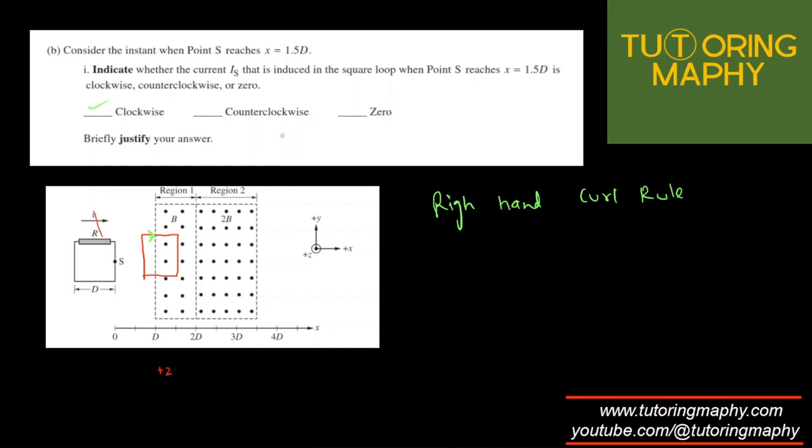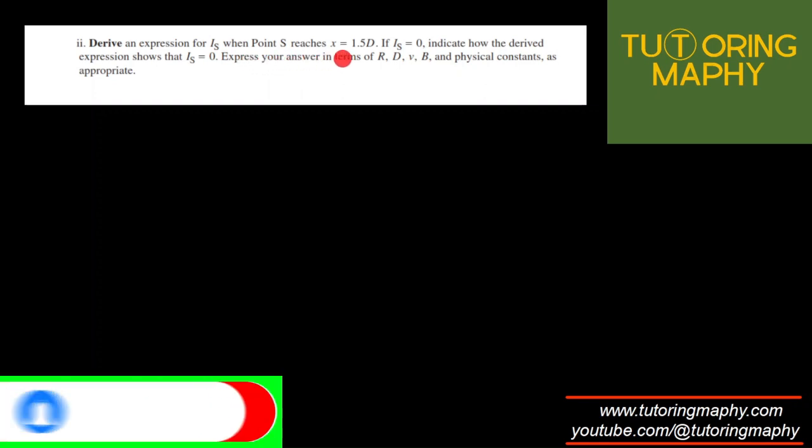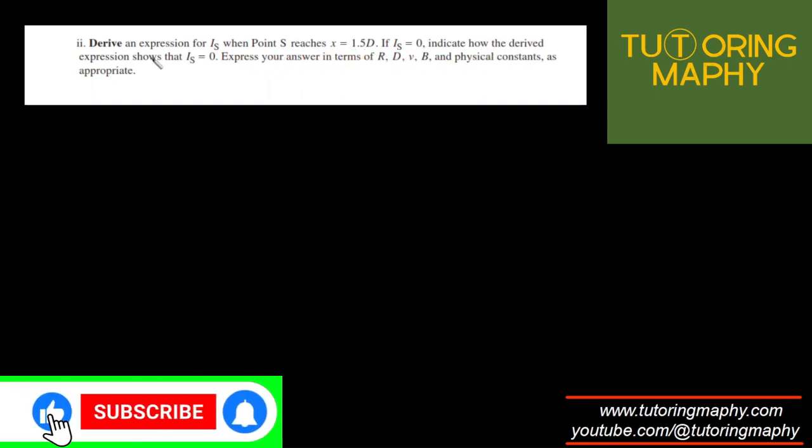So it has to be in the clockwise sense so that it can counter the increasing flux as per Lenz's law. So right hand curl rule and Lenz's law, these are the two important reasons. Okay. Derive an expression for the current IS when S reaches 1.5 D. If IS is 0, indicate how the derived expression shows it.